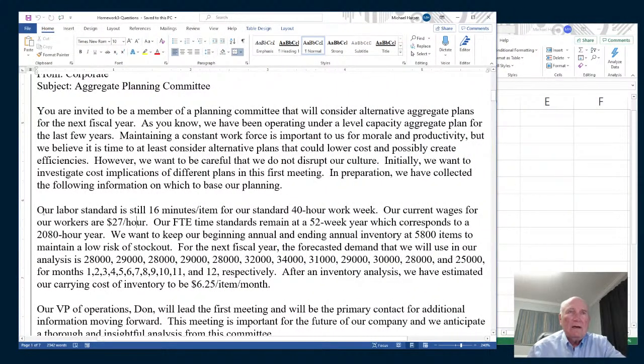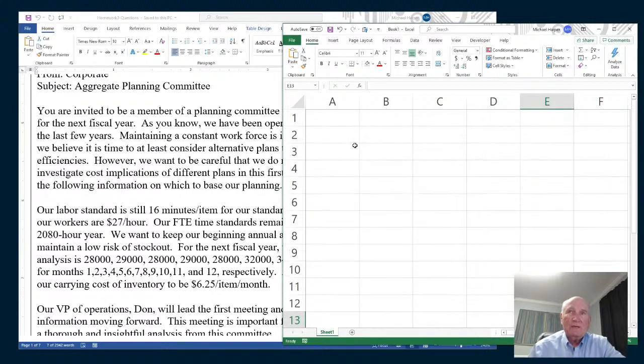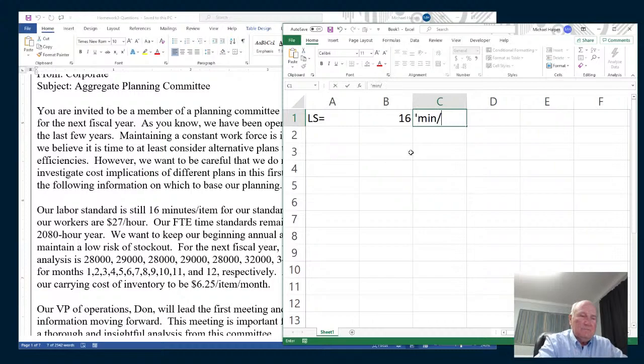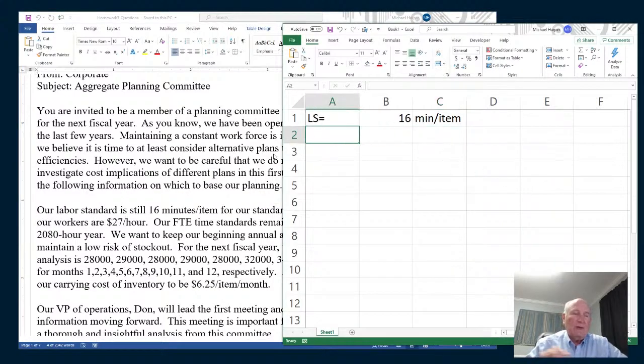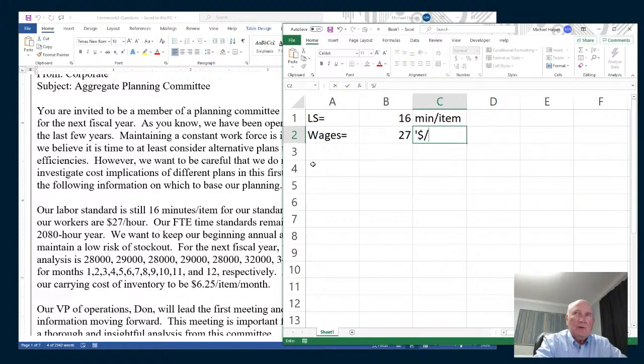Here we go. Our labor standard is 16 minutes per item. That's going to be important. So the labor standard equals 16, minutes per item. And then what's next? It's a 40-hour work week. Our current wages for our workers are $27 an hour. Then wages equals 27, and this is dollars per hour.